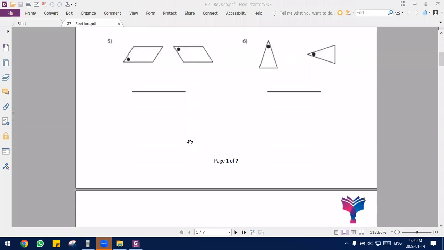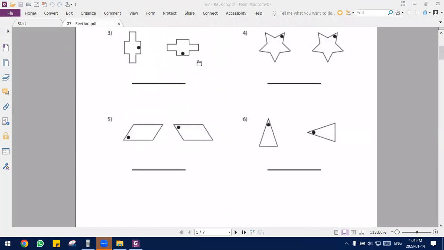And then for question number 5, now some of you might think this is turn, okay? So if I turn it like this, that point here will be here if I'm turning it. So this one is not turn, it's a flip. So this shape has been flipped, not turned. And now the last one, we have this triangle, it turned to become like this. So this is turn.